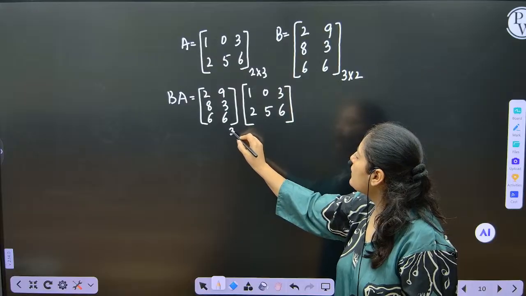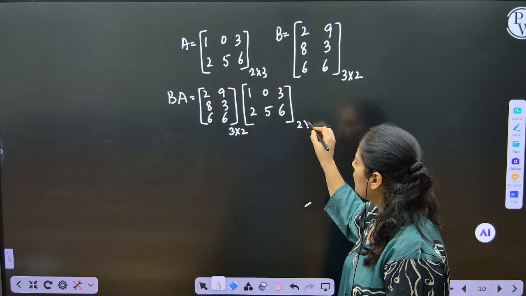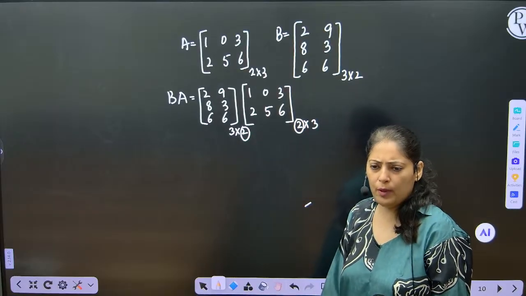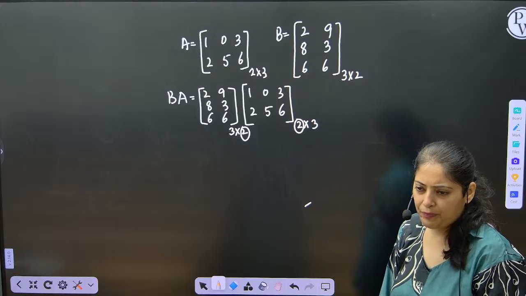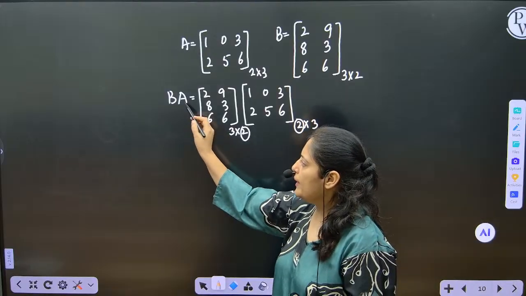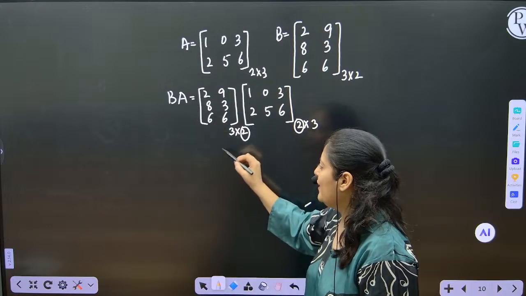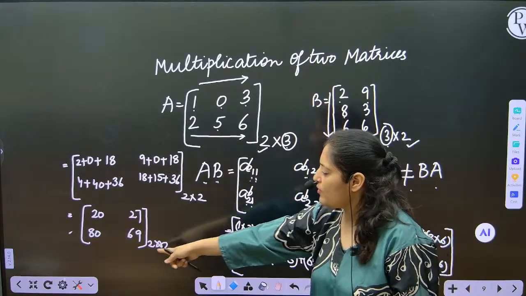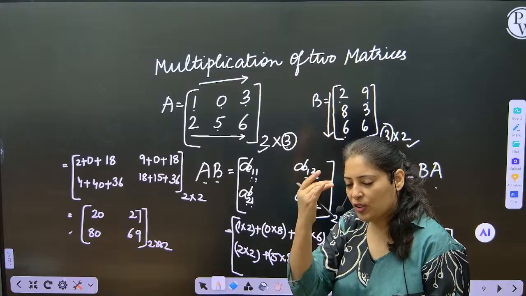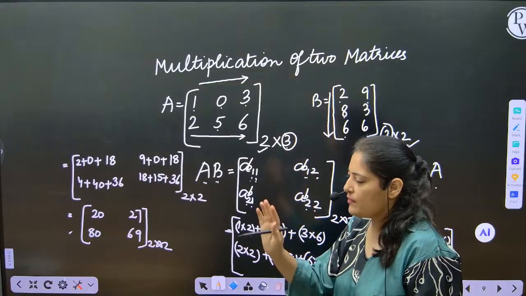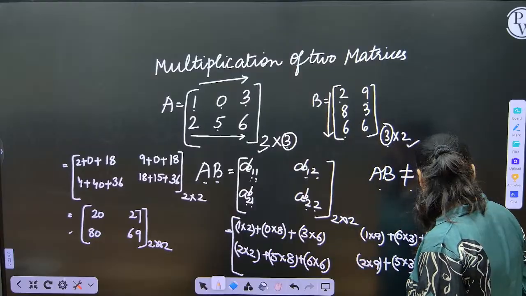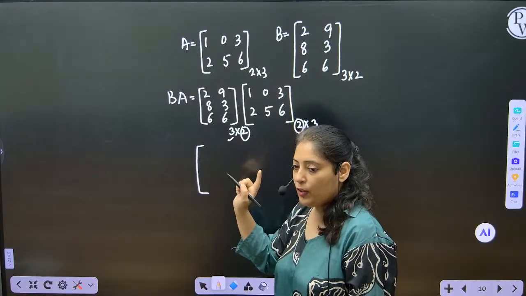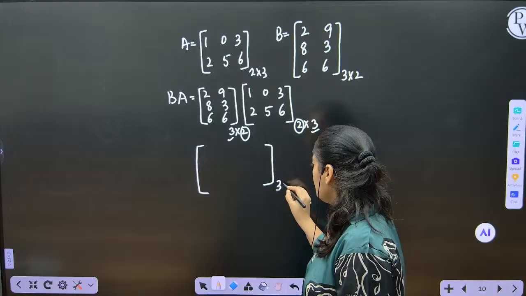Now this is what? 3 cross 2. This is what? 2 cross 3. Number of columns should be equal to number of rows. First condition is satisfied. So now when we multiply B and A, the order will come out to be 3 cross 3, and when we did AB, the order was 2 cross 2. So this is also not equal, so anyhow the answer will not come out to be equal. Okay, but I'll tell you how. Now a 3 cross 3 answer will come.